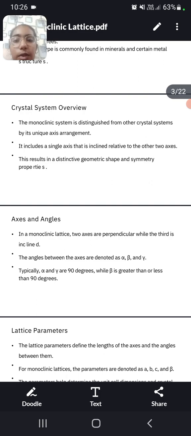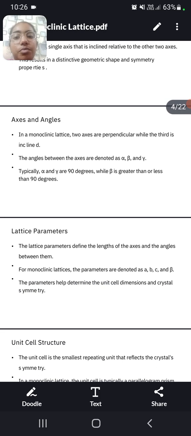Crystal system overview. The monoclinic system is distinguished from other crystal systems by its unique axis arrangement. It includes a single axis that is inclined relative to the other two axes. This results in a distinctive geometric shape and symmetric properties.